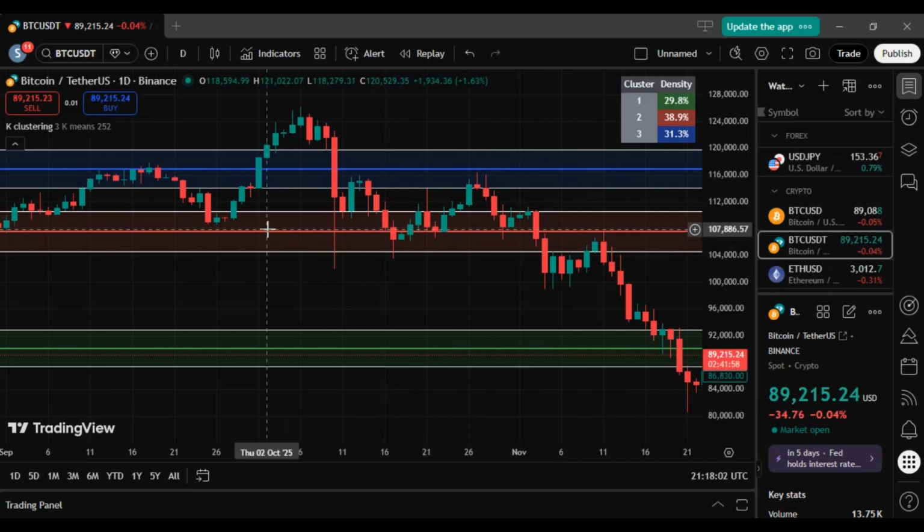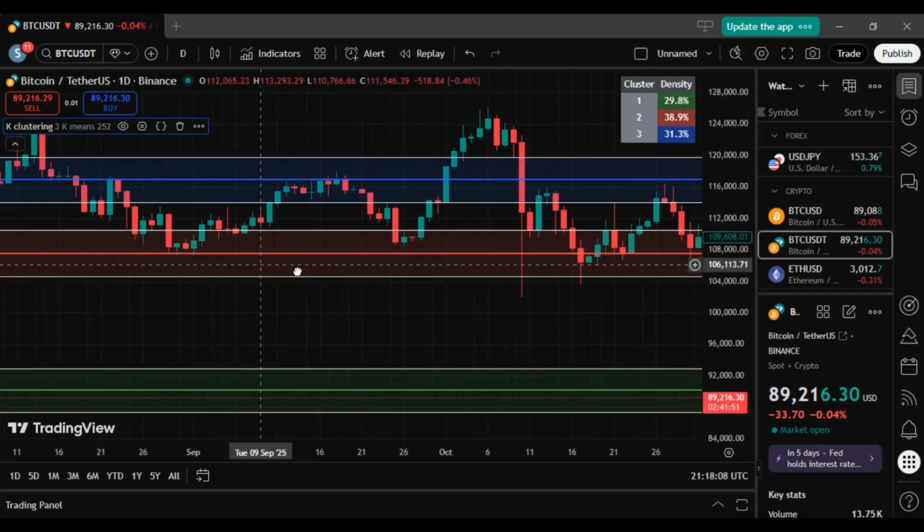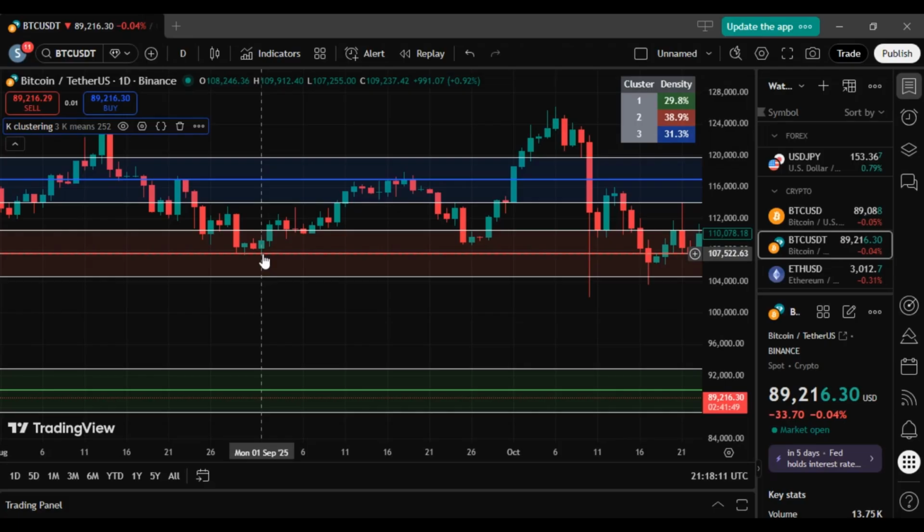This red zone is where most traders get trapped. AI marks it as a high activity zone where price keeps rotating, not trending. This blue zone is where price historically struggled to move higher. AI sees this as a distribution area, not a guaranteed breakout level.